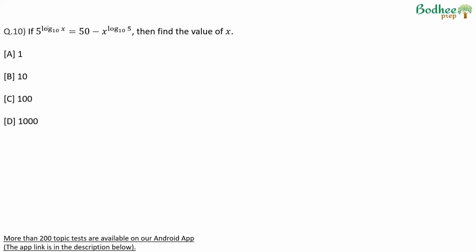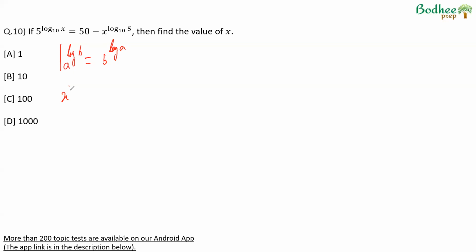If 5 raised to power log of x to the base 10 is equal to 50 minus x raised to power log of 5 to the base 10, find the value of x. Now here, if we have a raised to power log of b, this can be written as b raised to power log of a. So here we interchange x and 5. This is a property that I'm using.